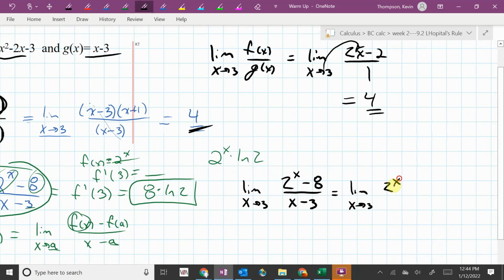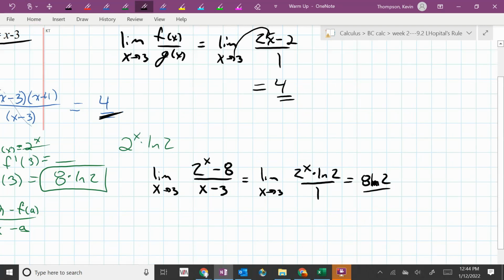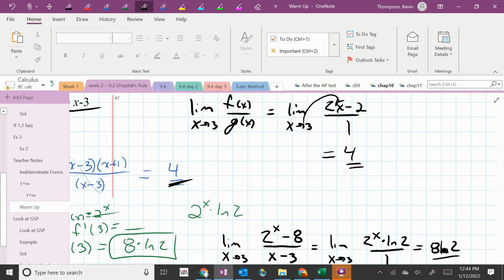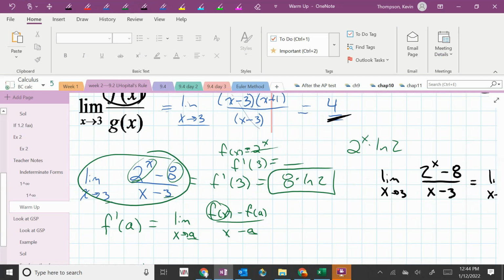So this is just going to become 2 to the x times the natural log of 2, over 1. Now substitute in 3, and there's our 8 natural log of 2. Now, why? That seems strange, that I could just go ahead and take the derivative of each of those pieces without actually, well, it's not the quotient rule. It's not like I'm just treating them like lines and then somehow getting the result.